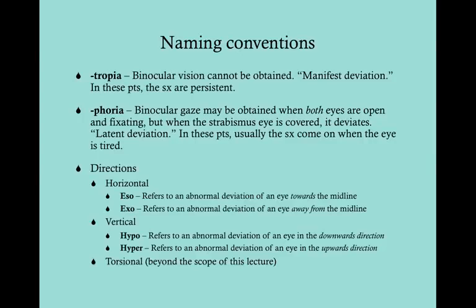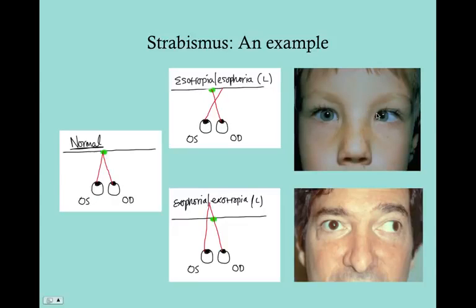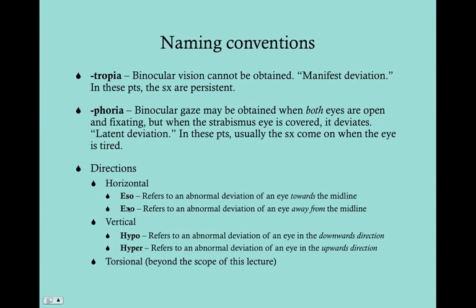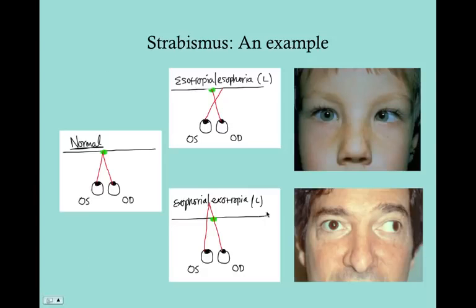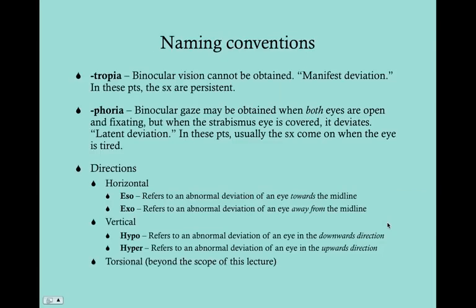So eso refers to an abnormal deviation of the eye towards the midline. So this child has an esophoria, or an esotropia if it's constantly in this position. Exo refers to an abnormal deviation of the eye away from the midline. And so that's this man here. And in vertical, you can have hypo if it's deviated too far down, or hyper if it's deviated too far up.